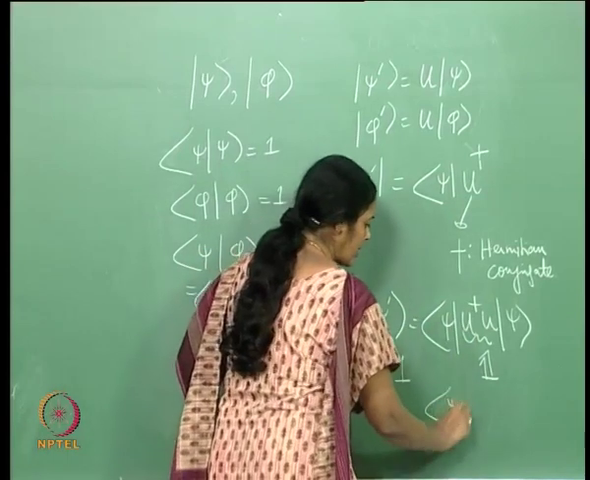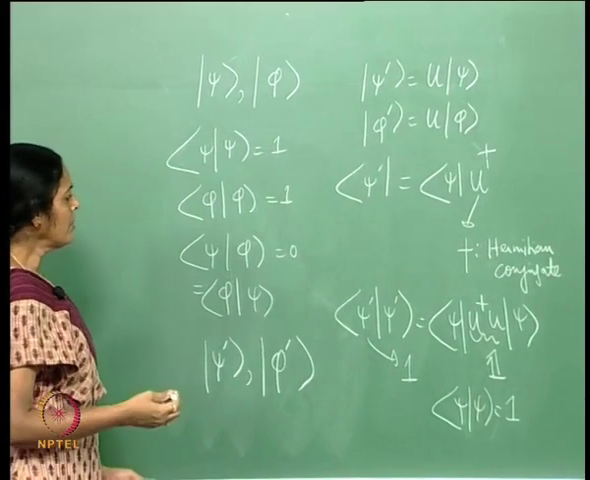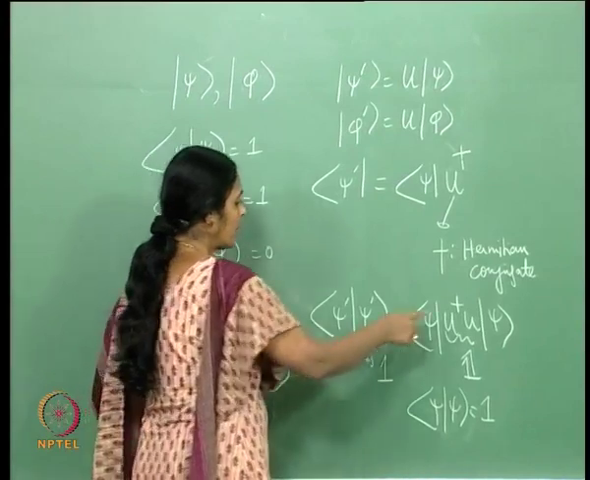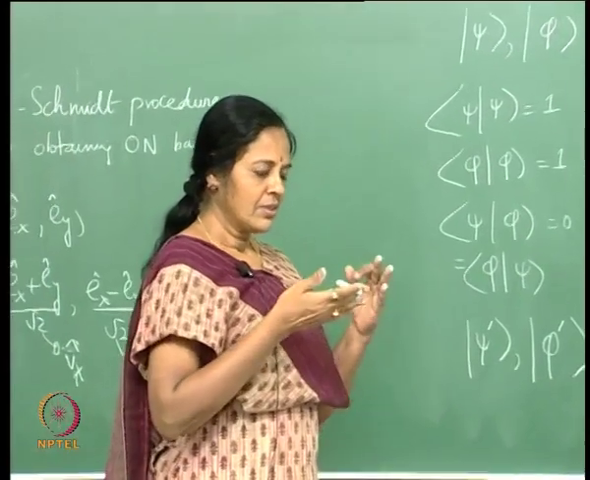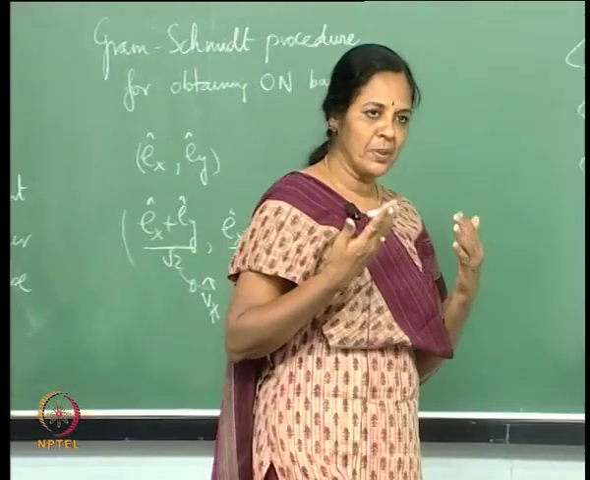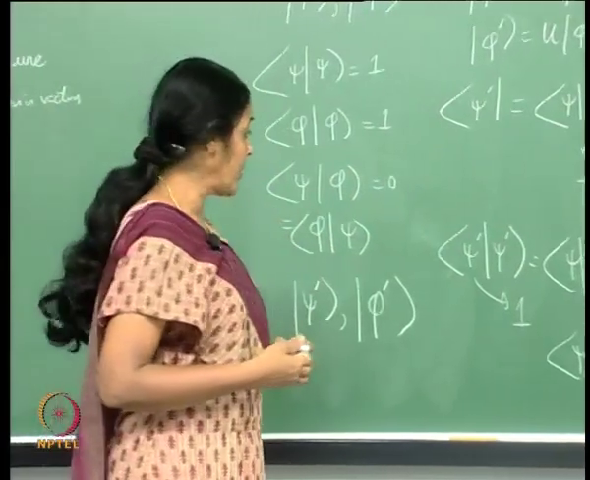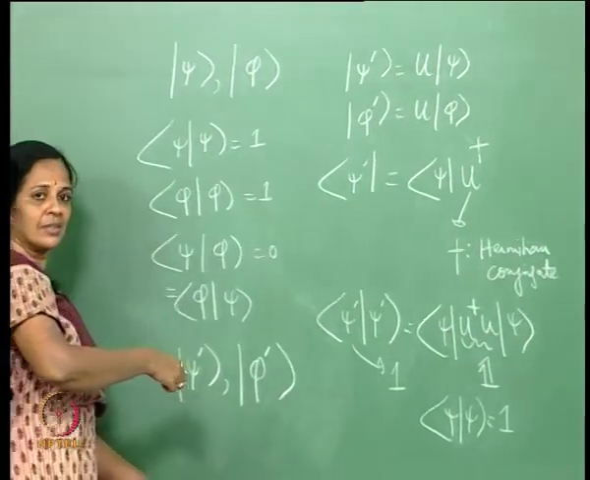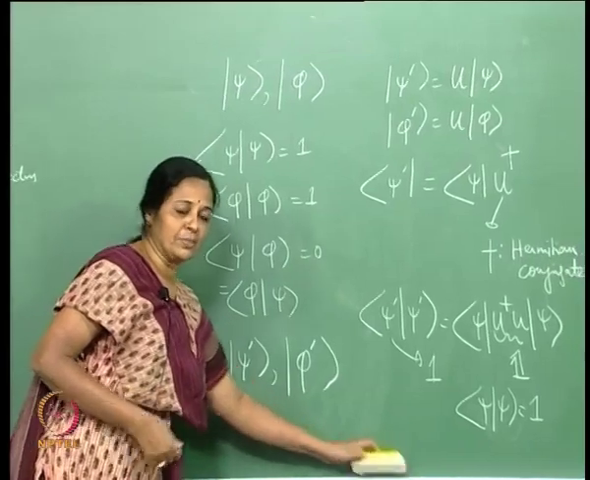Because I know that psi psi is 1. Similarly, you can show that U U dagger is 1. That means U is a unitary matrix. This is just an example. I'll establish later that when you change basis and go from one basis set to another basis set in a linear vector space, you would be really using unitary matrices or unitary operators, as we call them, to move from one basis set to the other basis set.